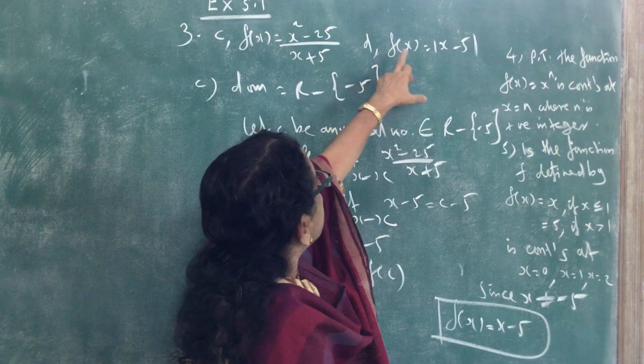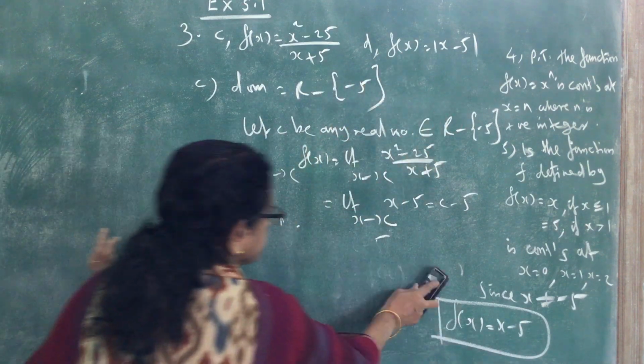Now next one, D. f of x equal to modulus x minus 5.